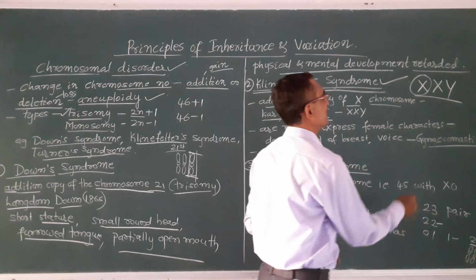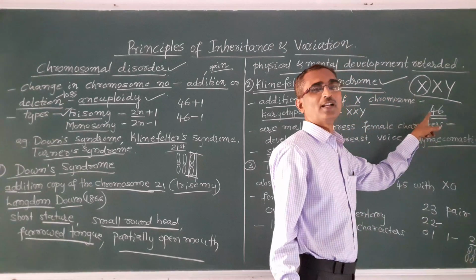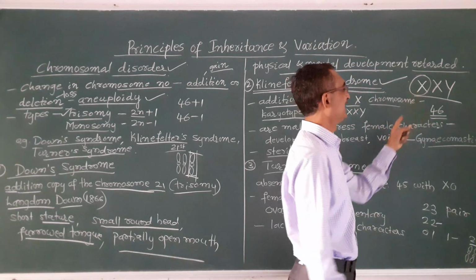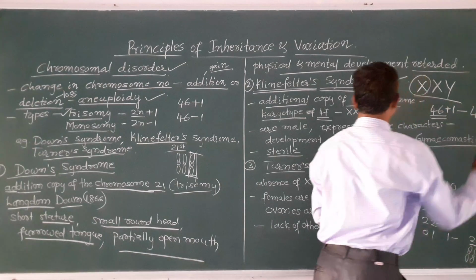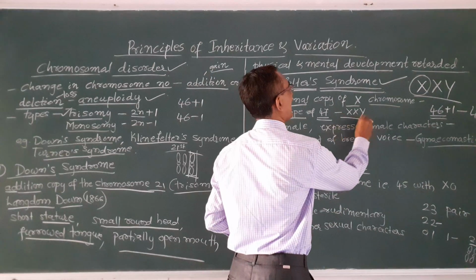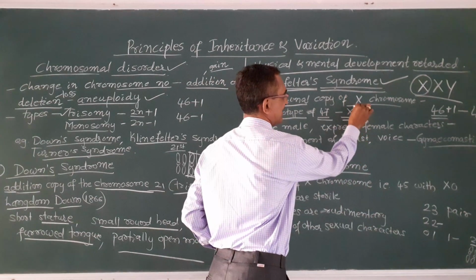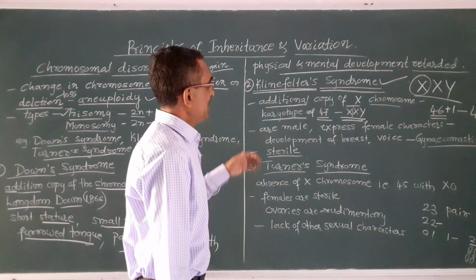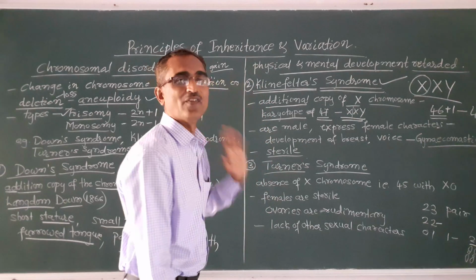Normally, 2n, the number of chromosomes, is 46. When one X chromosome is added, plus 1, it becomes 47, and it will be XXY. So here one X chromosome is added, and that results in Klinefelter syndrome.